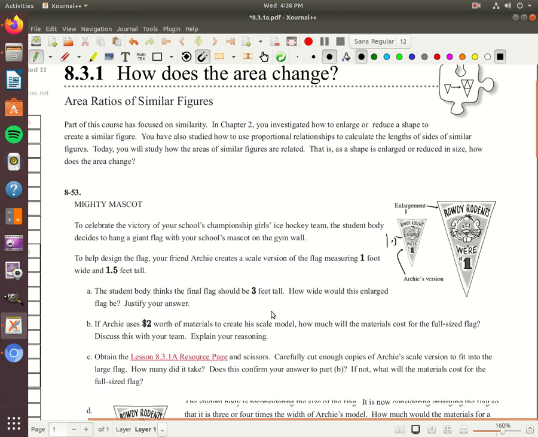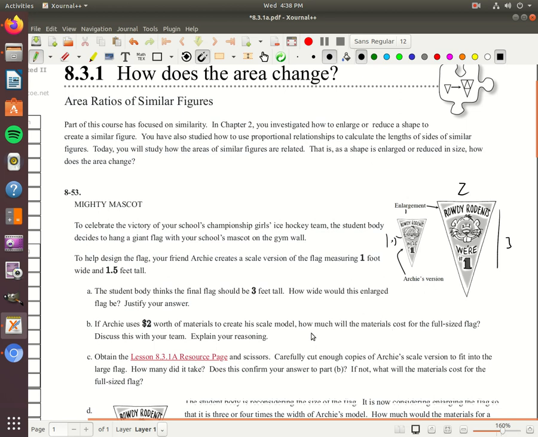The student body thinks the final flag should be 3 feet tall. So they want it to be 3 feet tall. So you can see we doubled it in this dimension. The question is, what's going to happen if we double it in this dimension? How wide would it be? Well, in theory, it should double as well, right? That's what should happen.